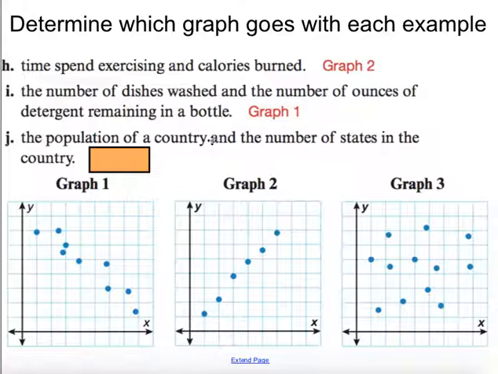That is correlated. And the population of a country and number of states in the country, that really doesn't have any relationship with each other. So we would say that's graph number 3 or no correlation.